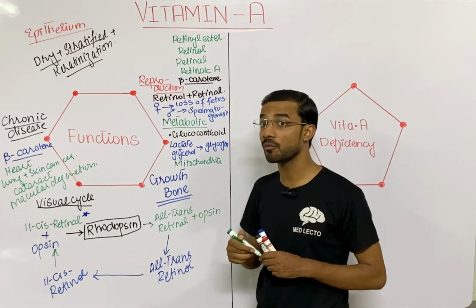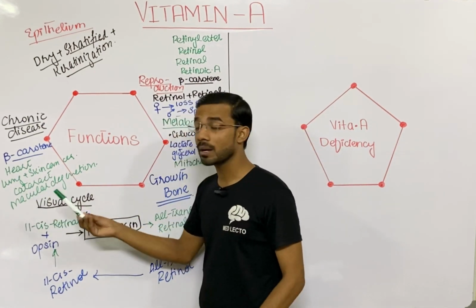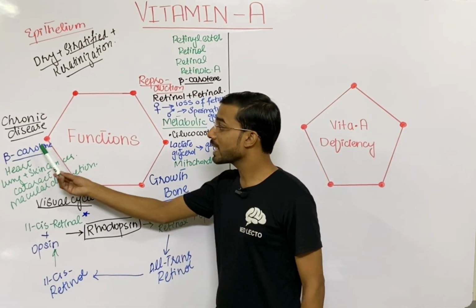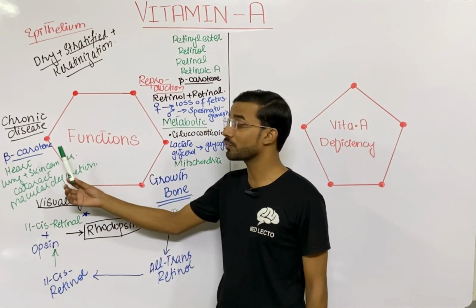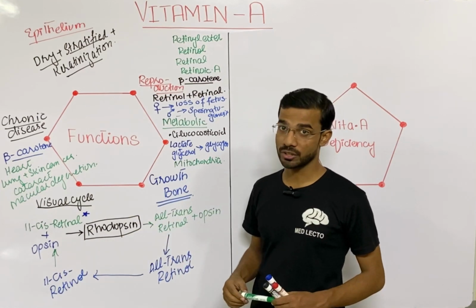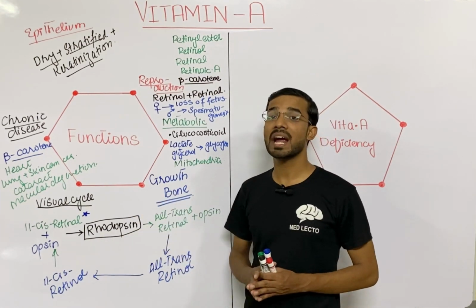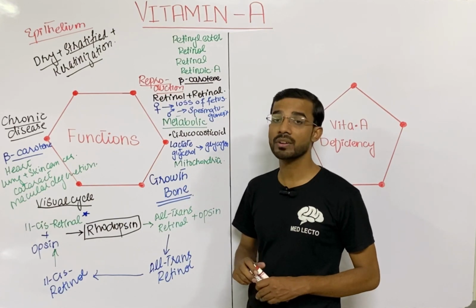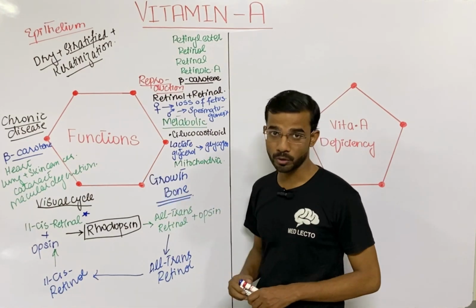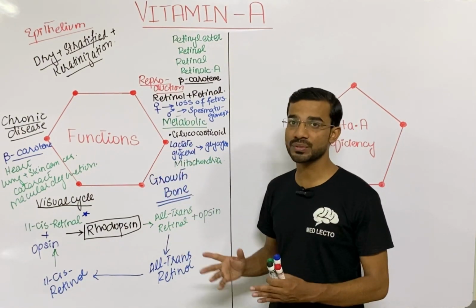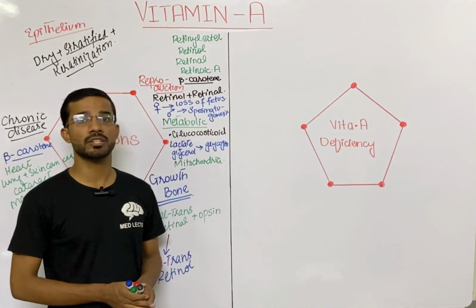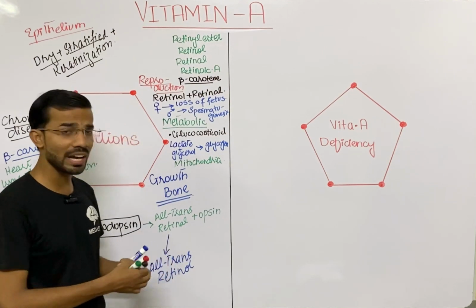Actually, the macula is present in our eye, so the macula can degenerate in the absence of vitamin A. So beta carotene prevents different chronic diseases: heart, lung, skin cancer, cataract and macular degeneration. Basically, beta carotene has antioxidant activity, and it enhances the immunity of our body. That is a very important role of beta carotene. So here are basically the 6 functions of vitamin A. Now we are going to discuss the different disorders related to vitamin A deficiency.